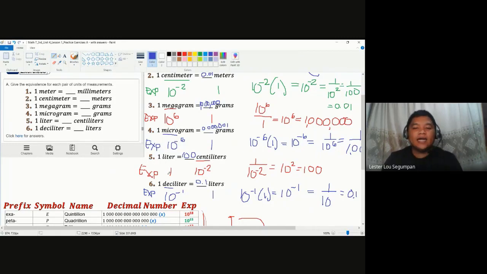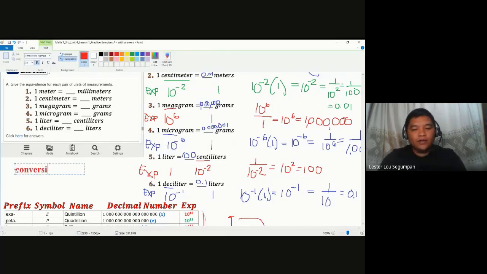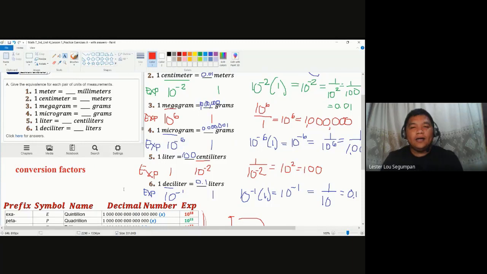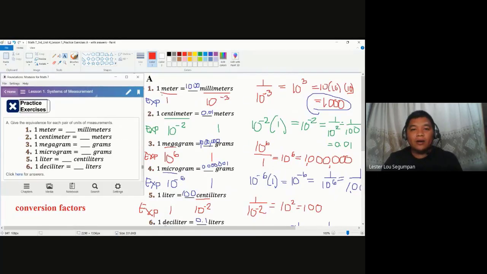Okay. These are actually now the conversion factors. These are the important conversion factors that we could come up with when we try to convert multiple values from one unit of measurement to the other. So let's say we talk about 10 meters. We're going to use the conversion factor of 1 meter to 1,000 millimeters if we would like to convert that 10 meters to how many millimeters.